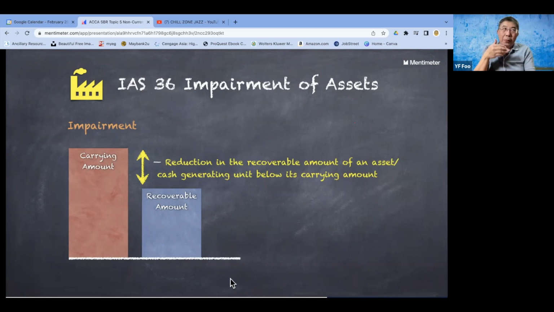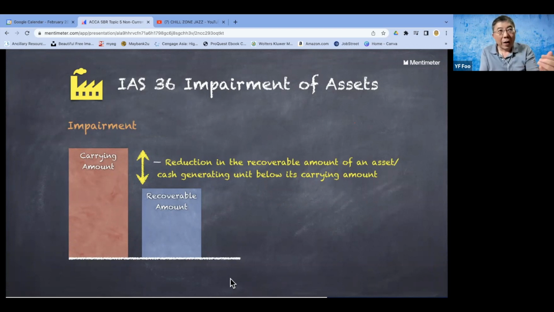So from a primary user perspective, and also from a standard setter perspective, what we are concerned about is that when the company prepares its financial statements and shows the value of assets as 10 million, 100 million, a billion, or whatever, is it the true value? Is it a faithful representation, or is it overstated? All right. So we don't want it to be overstated.